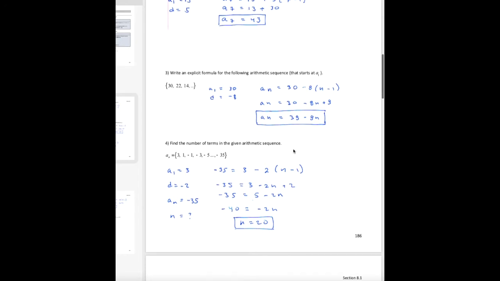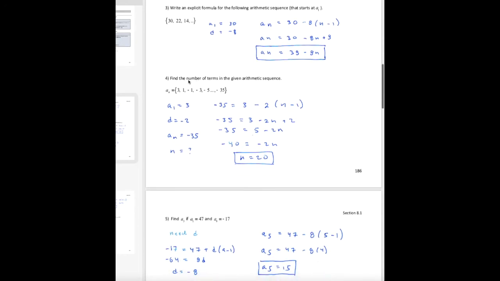For number 4 here, we have: find the number of terms in the given arithmetic sequence. So find the number of terms. That means we're solving for n. So I have n as my question mark down here. And here's the information they gave me. My first term is going to be 3, and then it goes from 3 to 1, so we're counting down by 2, so again, we've got to be careful on the negative there.